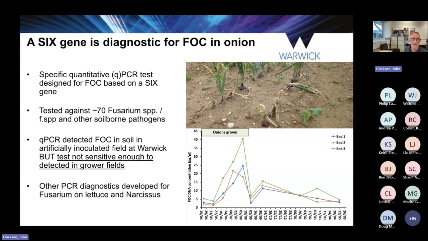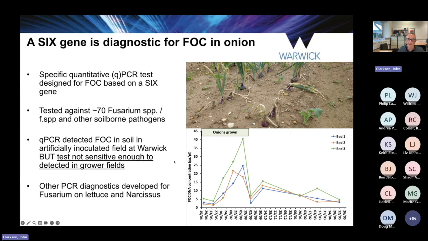And because we have a quarantine field here, which we had inoculated at quite a high level with FOC, we could extract DNA from that soil when onions were grown in the field. You can see from this graph the readout of the pathogen DNA over time in our quarantine field that's been artificially inoculated. We start off with quite a low level, and then when onions are grown, perhaps predictably, we see an increase in signal as the pathogen proliferates on the onion crop, and then we see a decline after.